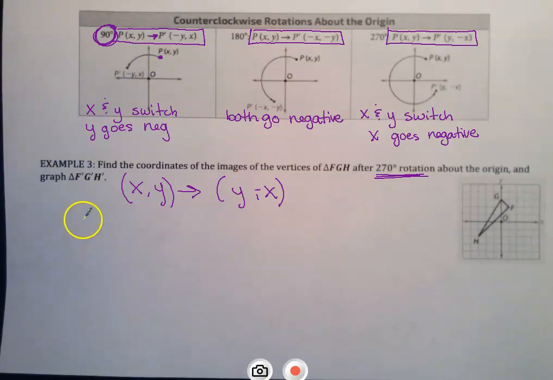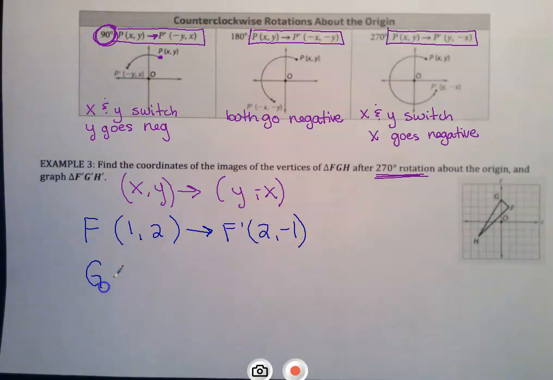Okay, so then what are the coordinates of F? 1, 2? Okay. So 1, 2. So what are the coordinates of F prime going to be? Would it be 2, negative 1? Yeah, 2, negative 1. Okay. Right, because they switch places and then our X goes negative. Good.